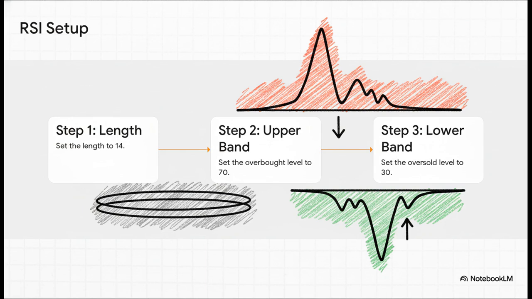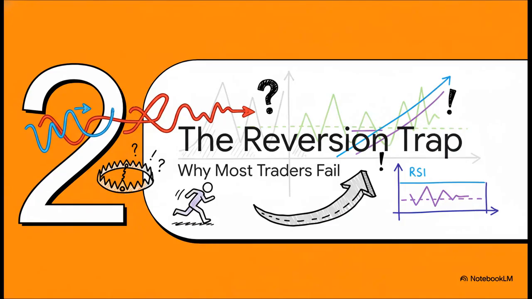And just like with the Bollinger Bands, we're sticking with the standard settings here. A length of 14, and we're watching those key levels of 70 on the high side and 30 on the low side. Basically, if that RSI pops above 70, the market is screaming overbought. It's a warning that the buyers might be getting exhausted. And if it drops below 30, it's a sign that things are oversold and the sellers might be running out of steam.